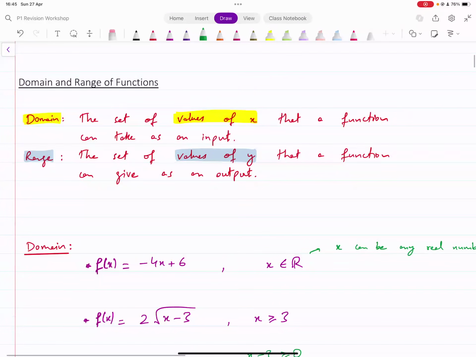Now, the first major thing that we need to know about functions is the concept of domain and range of functions.